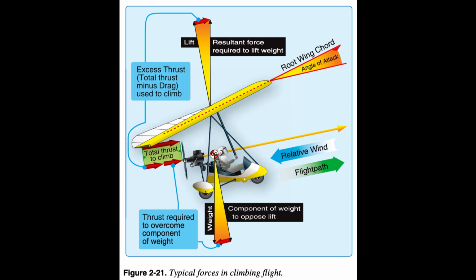Figure 2.21. When in straight and climbing, unaccelerated flight, lift, GL, equals the component of weight that opposes lift. Weight, W, equals resultant force, FR, of lift, L, and excess thrust to climb, T. Thrust equals total drag, DT, plus the rearward component of weight. End of page 2-10.